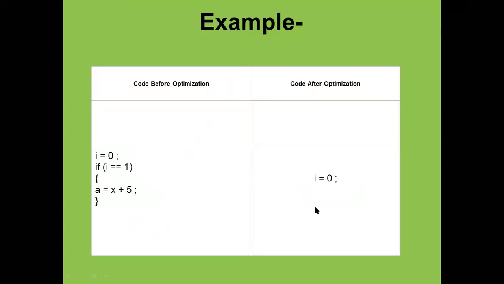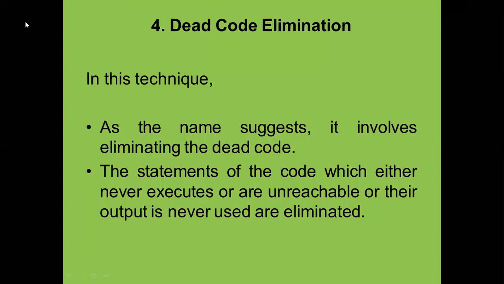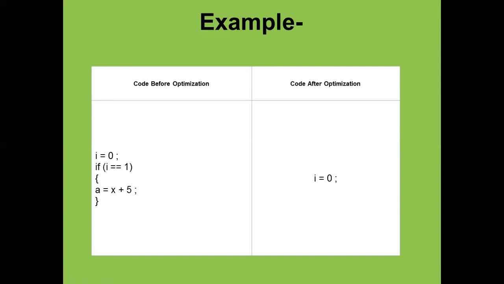If we are writing the source program or the program for any activity, then no need to write in such a manner. It is irrelevant. So this is called dead code elimination. Okay, so this is dead code. a is equal to x plus 5, it is the dead code.